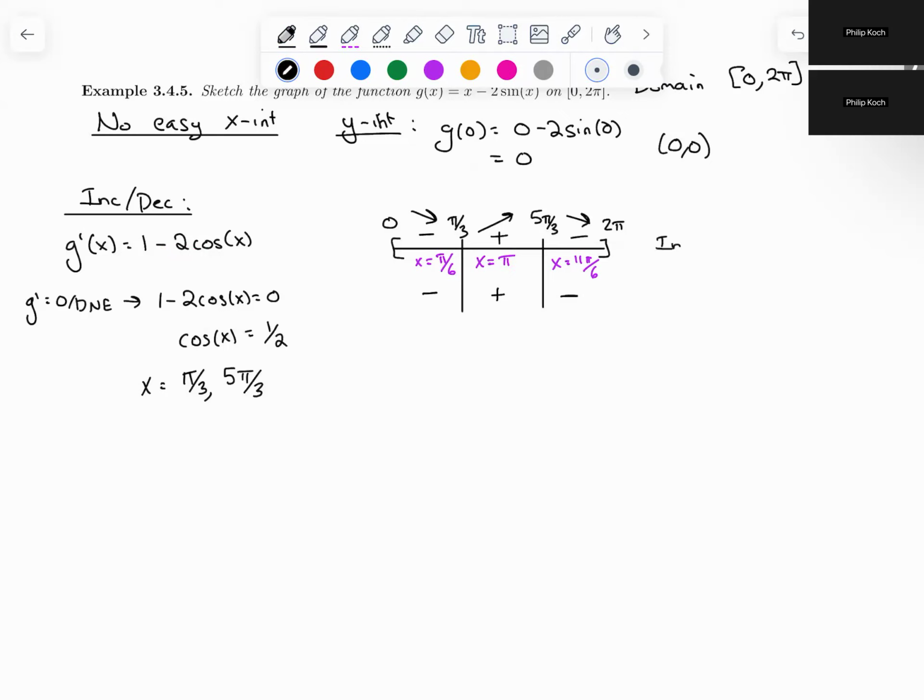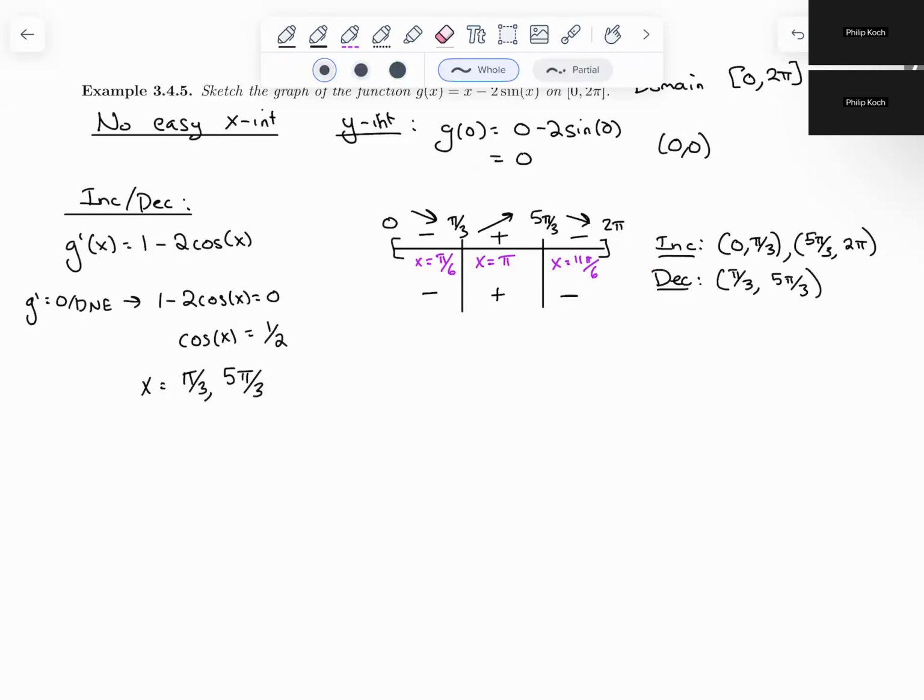So it's increasing from 0 to pi over 3 and 5 pi over 3 to 2 pi, decreasing from pi over 3 to 5 pi over 3. Wait, flip that around. Sorry. Decreasing from 0 to pi over 3 and 5 pi over 3 to 2 pi. Increasing from pi over 3 to 5 pi over 3.